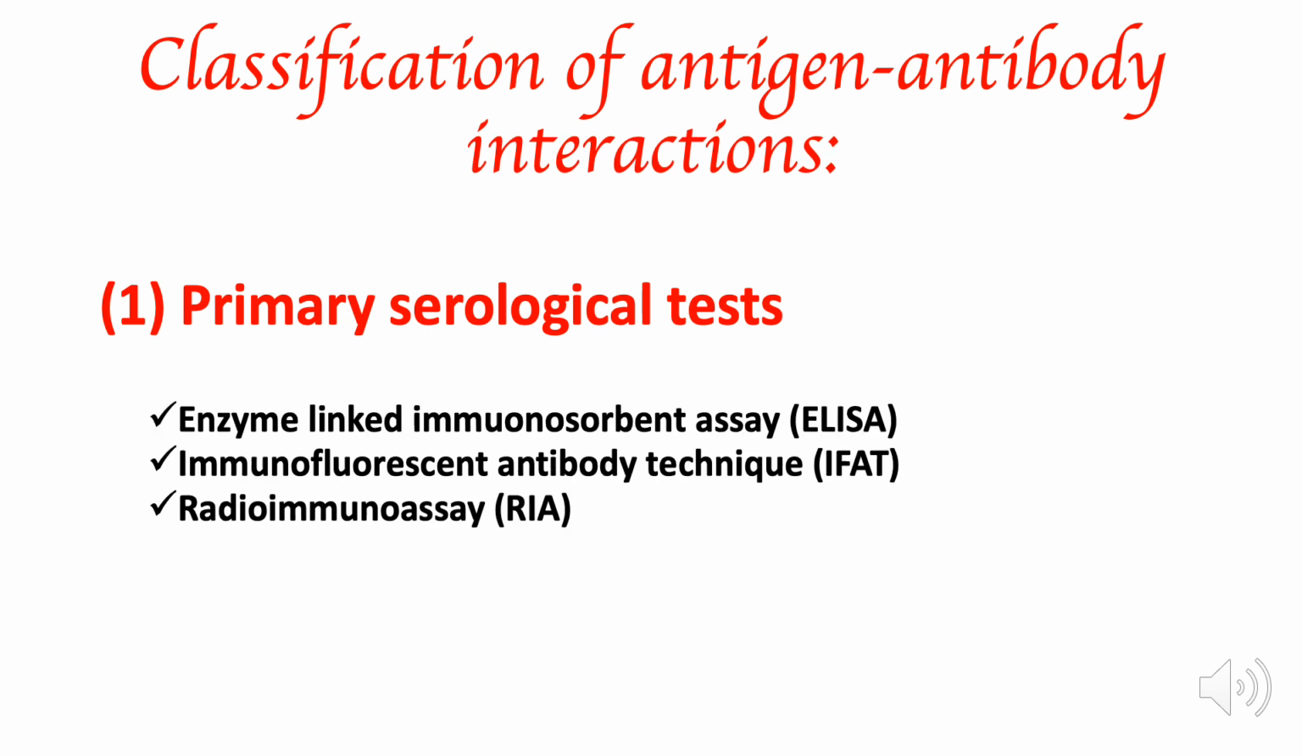These are the three primary serological tests. We have the enzyme-linked immunosorbent assay or ELISA. The label that is used in this test is enzyme. Take note of that. We have immunofluorescent antibody technique, and the label that is used here is a fluorescent chemical or fluorescent dye. And lastly, we have radioimmunoassay, and the label that is used here is a radioisotope. All of these tests have higher sensitivity than secondary serological tests. But if you will be asked which among them has the highest sensitivity, the answer is radioimmunoassay.